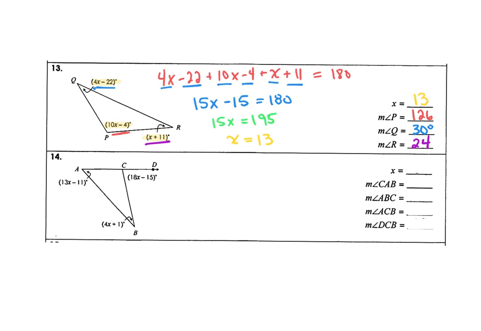All right. For this next one, you would add these two and set it equal to that one, not equal to 180. So you would say 13x minus 11 plus 4x plus 1 equals 18x minus 15. All right, and so if it's an exterior angle, you're going to do it a little bit differently than you do the interior angles.